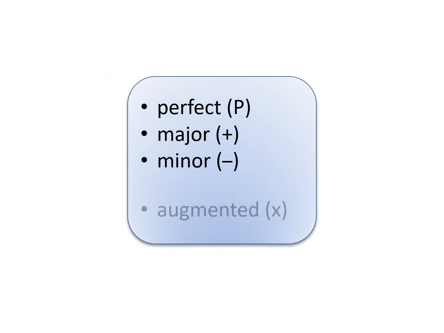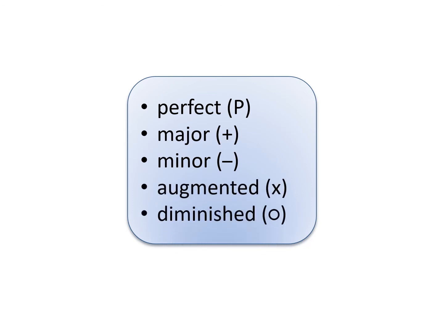The quality describes the type of interval. These are the 5 different quality names, each with a short form sign in brackets: perfect, major, minor, augmented, and diminished.